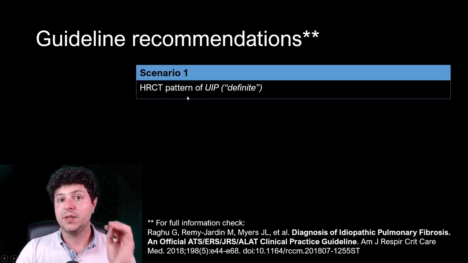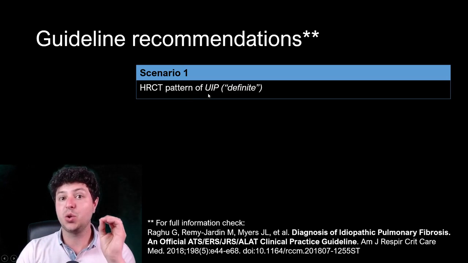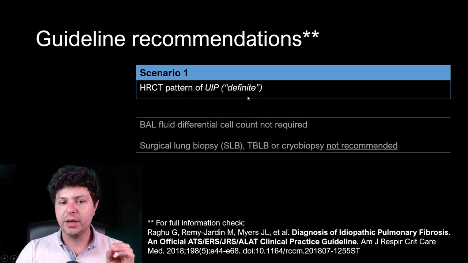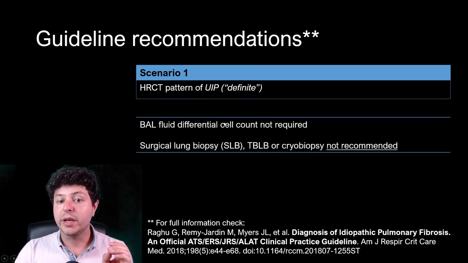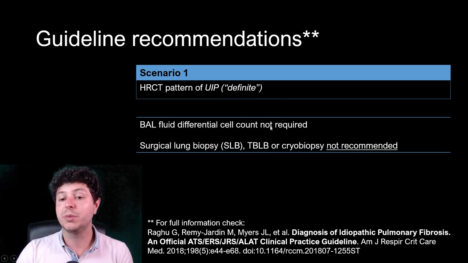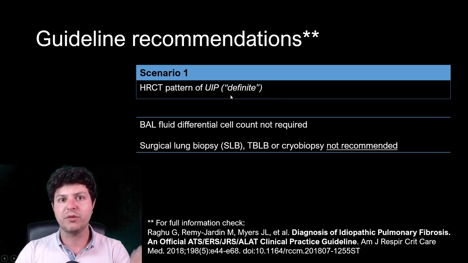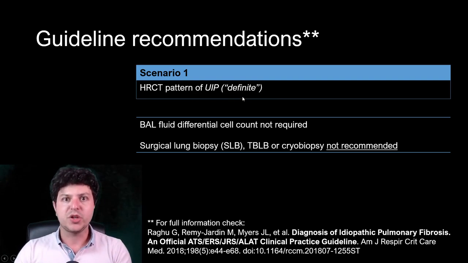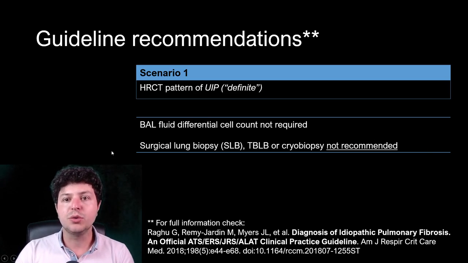So if your CT scan shows a pattern of UIP, so usual interstitial pneumonia definite pattern, then you would not require a BAL fluid differential cell count. You wouldn't need to do a bronchoscopy. This gives you enough confidence in the diagnosis if you've ruled out everything, you've done the serological testing for all patients, checked for environmental exposures, good clinical history. You do not need to do any invasive procedures. You have the diagnosis. That's it.